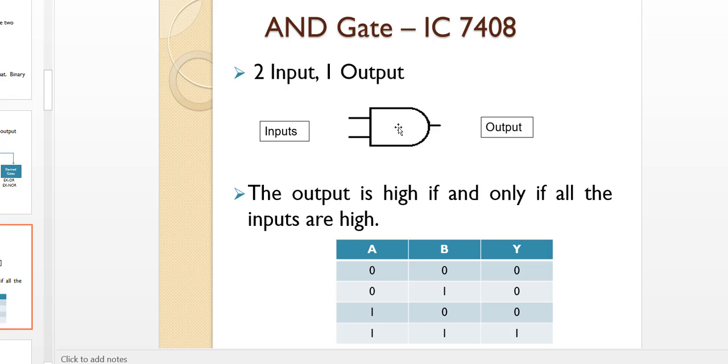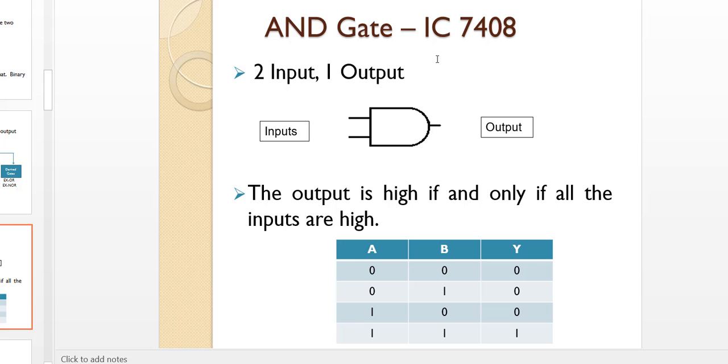So this is called a symbol diagram for 2 input 1 output, and this is called a truth table. This is a truth table where we can have the input combinations and we can have the output combinations. Input combinations are A and B, output combination is Y. Since we have 2 inputs, so 2 input combinations A and B and 1 output only. All logic gates have only 1 output, please remember this.